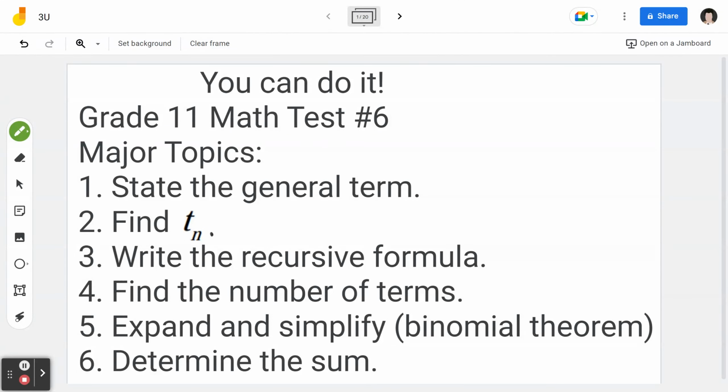Hi, everyone. In this video, I would like to go through the following major topics. State the general term. Find Tn, write the recursive formula, find the number of terms, expand and simplify, and of course, determine the sum.